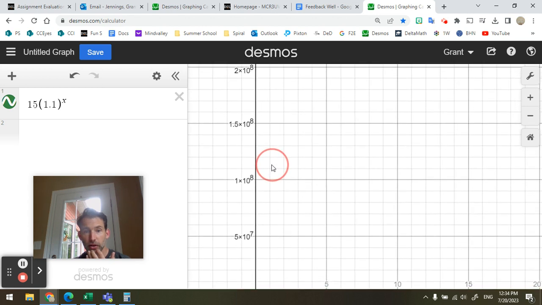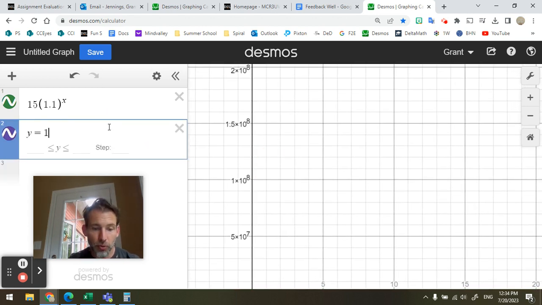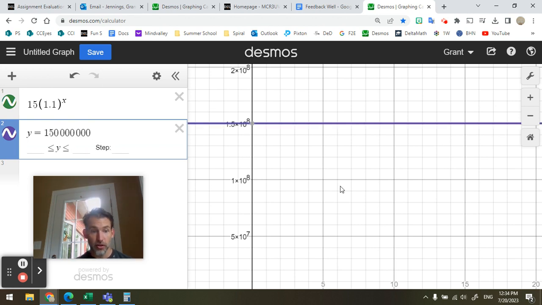Okay. Oh, but it's still way down there, Mr. Jennings. We want it to be up here at y is equal to 150 million. Oh. There it is. That's the number of fans she has. About half the population of the United States. It's a large number. I don't know if I think she does have that many fans. This is like craziness. Okay, anyway.